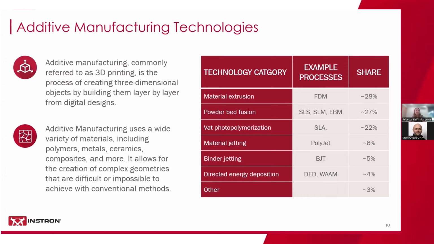Not only are there a wide range of technologies, they also use a wide variety of materials. As I said, the most common that we saw was polymers, but we now see metals, ceramics, composites, and more. Some of the key benefits include the reduction of material waste in building, much faster prototyping and design flexibility, and also the ability to create complex geometries that are often difficult and sometimes impossible to achieve with conventional methods.